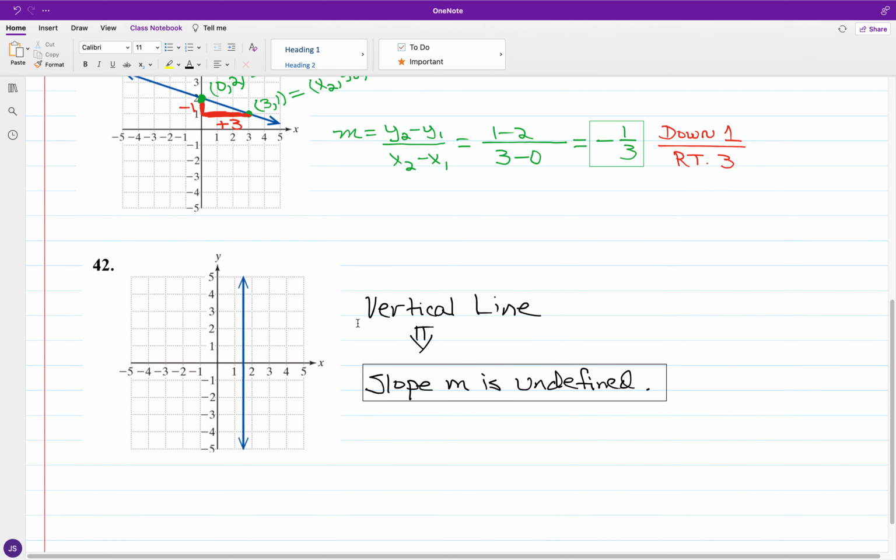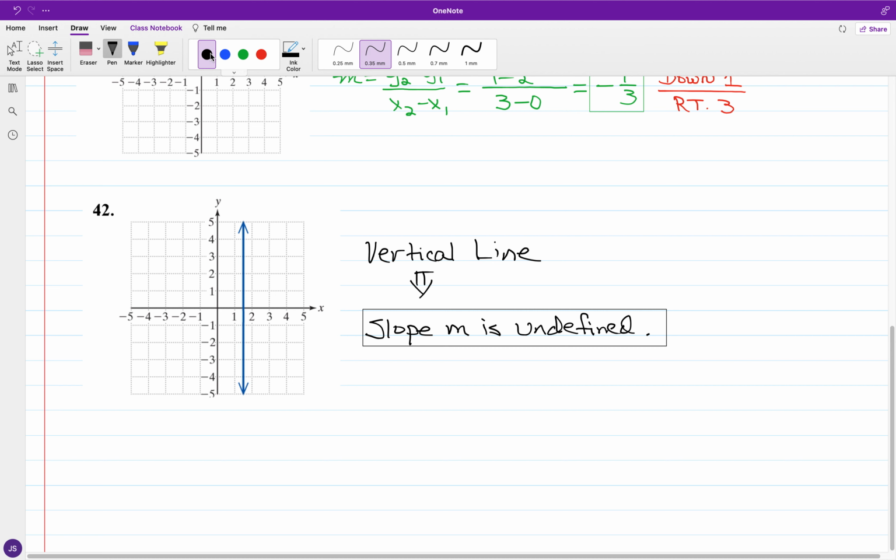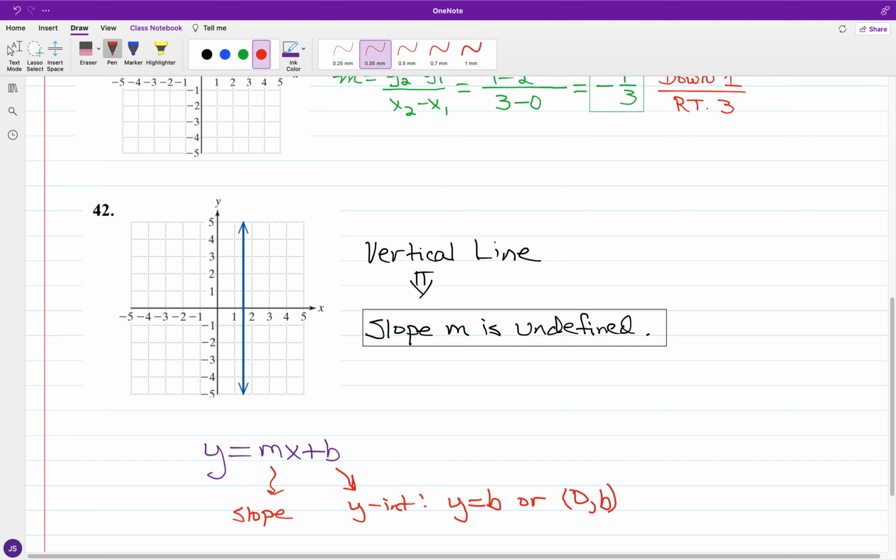Now for the next items, we're going back to the slope-intercept form of a linear equation. We have y is equal to mx plus b. Again, m is in reference to the slope, and b is the y-intercept, in the form of y is equal to b, and as an ordered pair on the y-axis, this is where we have 0, b.